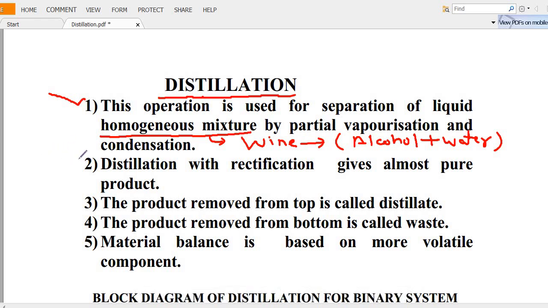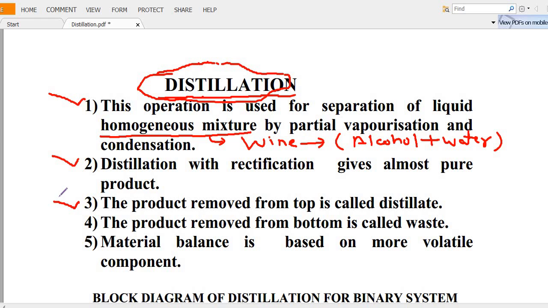Now go to the second point. Distillation with rectification gives almost pure component. That means when you go for repetitive distillation, then you get almost pure product. From the wine, you can separate ethanol and water with the help of this distillation operation.